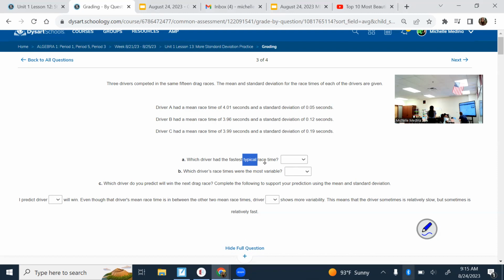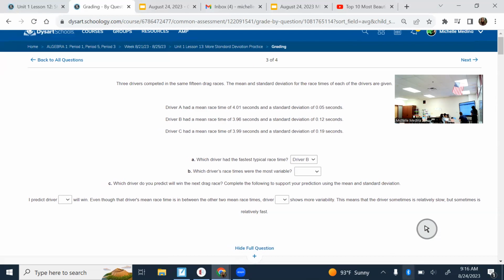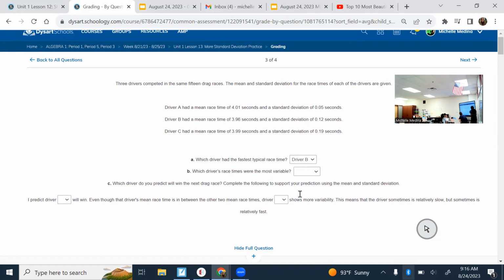So in that case, who had the fastest typical race time? You would think, if that's their race time, are they the fastest? That means they took the longest, right? So the fastest is actually who? B. So also knowing that, if they're the fastest, they have the smallest amount of time. Which driver's race times were the most variable? So anytime it says variable, is that center or spread? Spread. So now look at standard deviation. Who had the highest standard deviation, the most spread? Okay, so good.